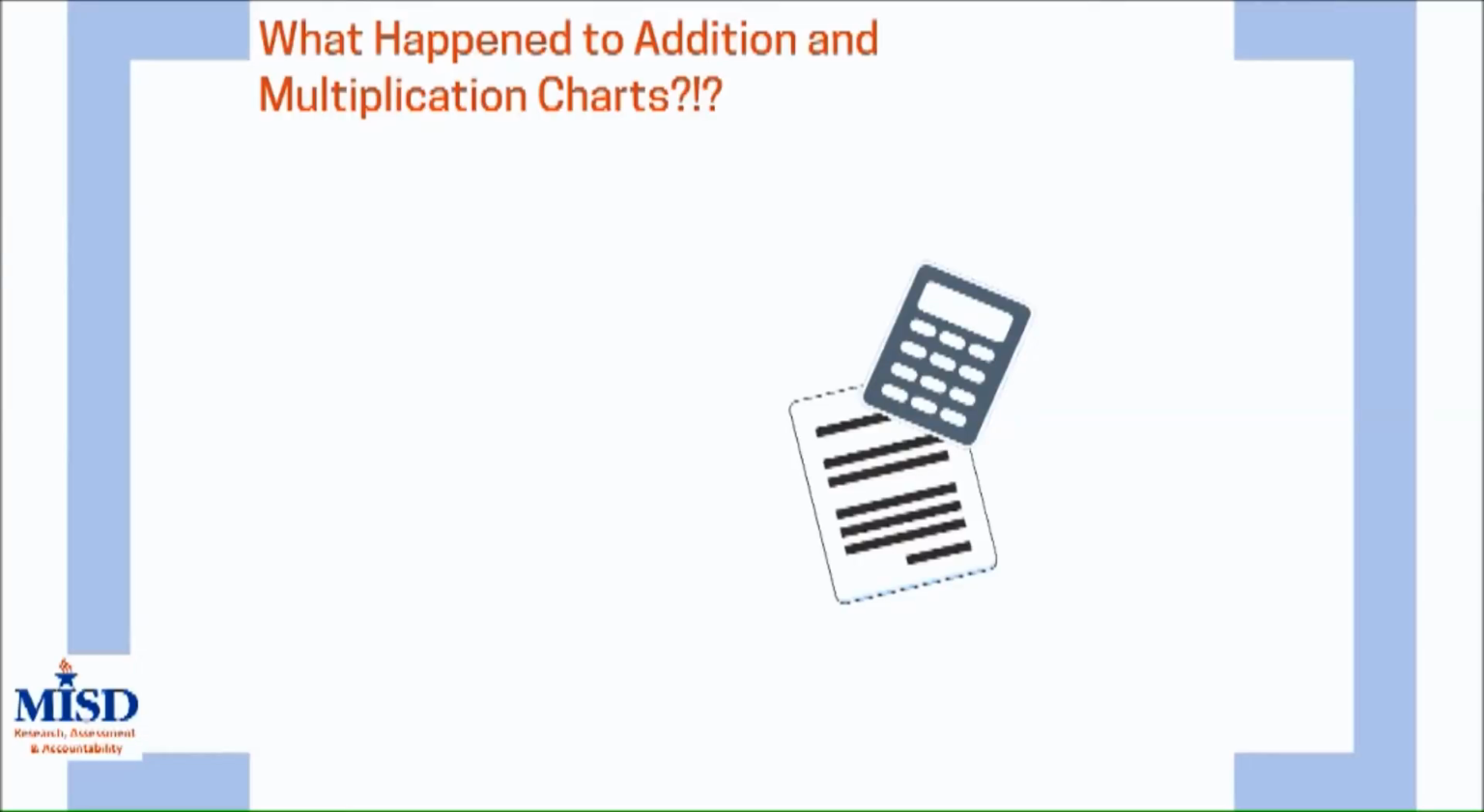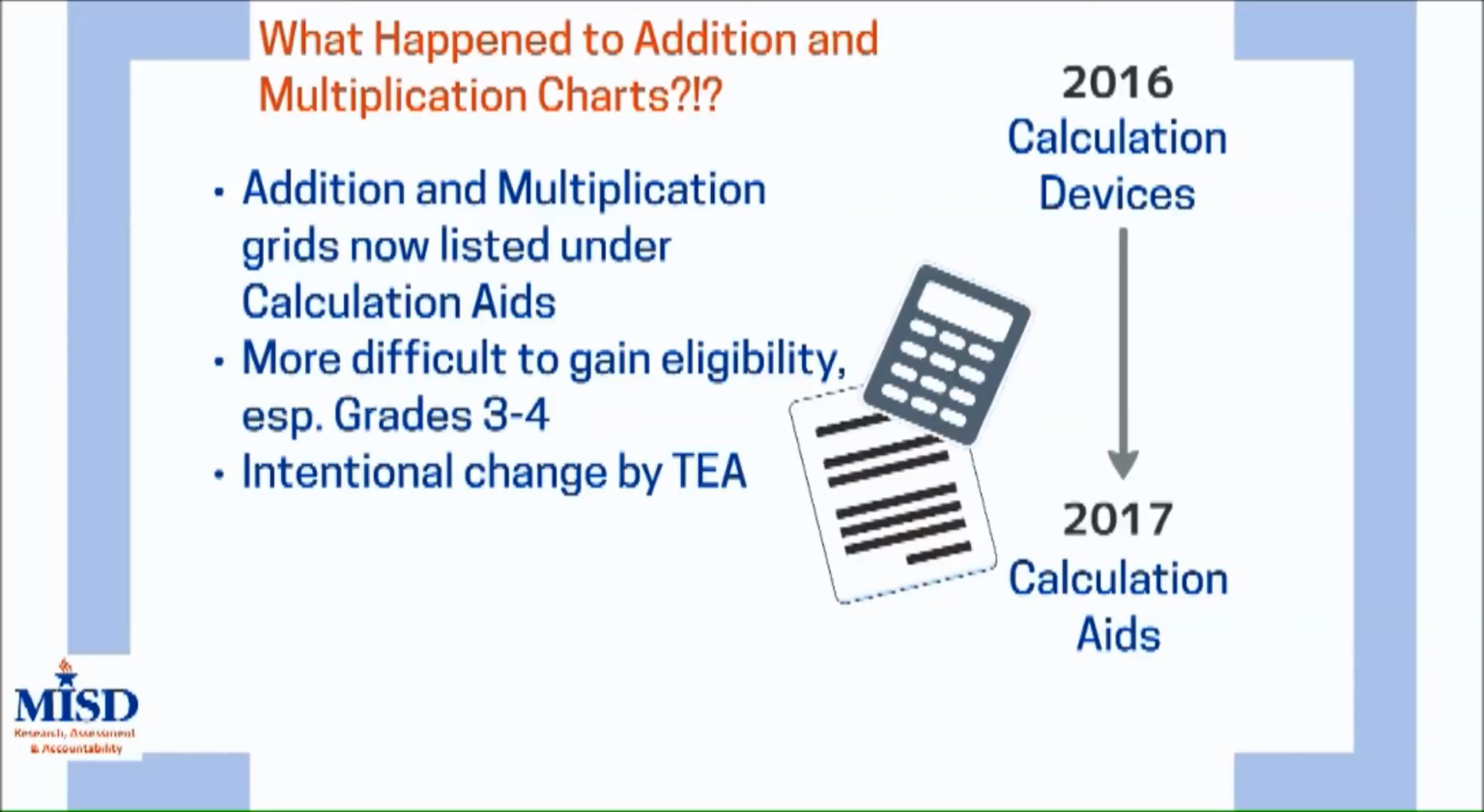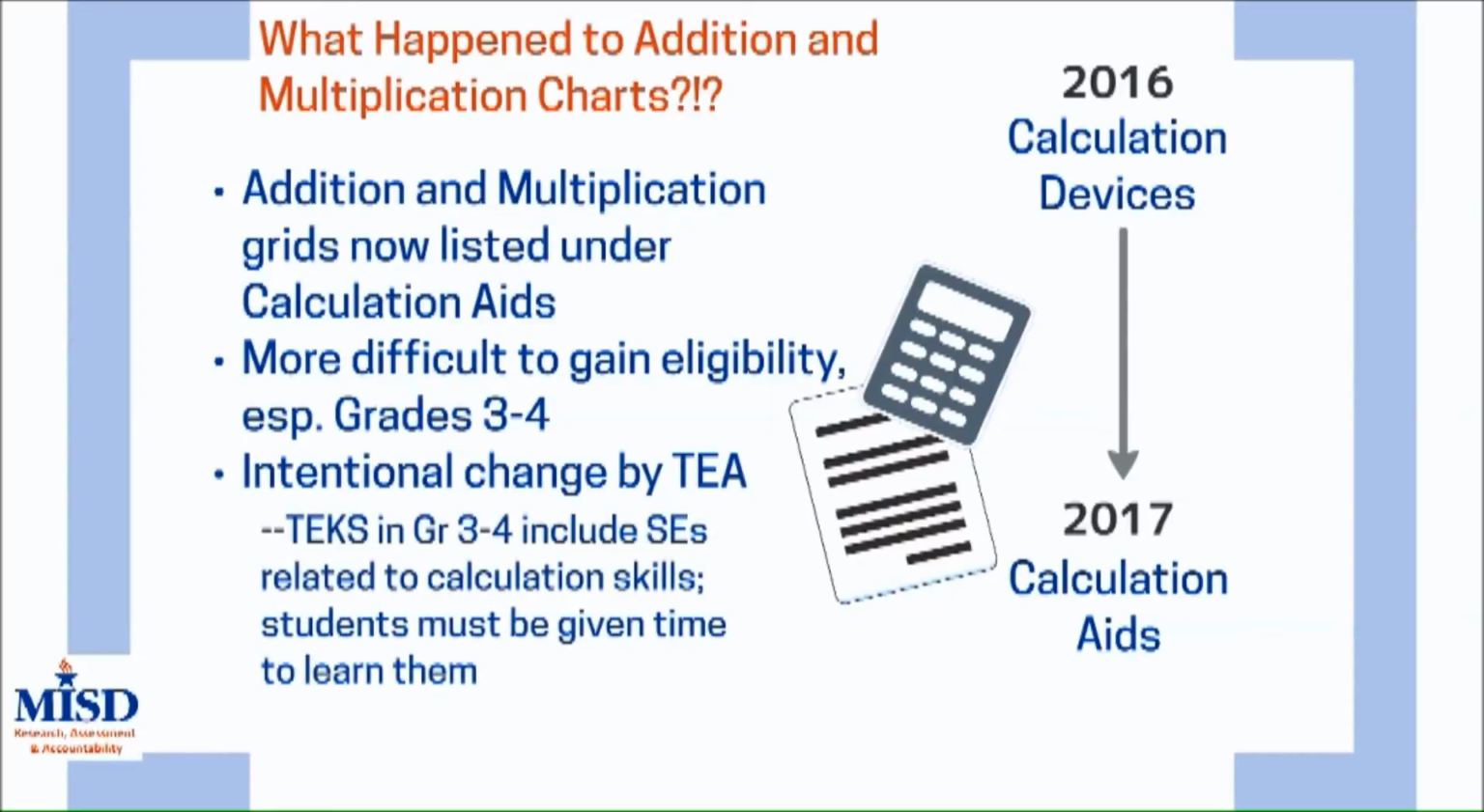Glad you asked. In 2016, the accommodation was called Calculation Devices and focused on calculators. In 2017, TEA has changed the name to Calculation Aids and categorized addition and multiplication charts under this designated support. The rationale for the change is mainly to discourage the use of these charts in grades 3 and 4 because the skills addressed by those charts are embedded in the mathematics TEKS for those grades. Here again, TEA intends to draw the line between support and advantage, this time based on grade-level student expectations.